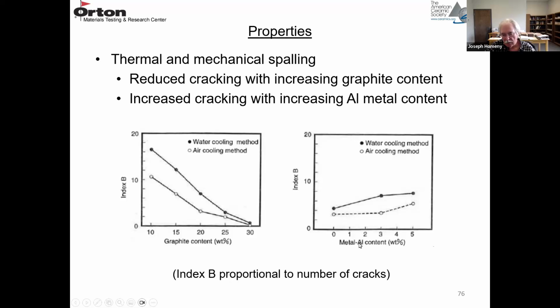So this is aluminum content from 0 to 5%. Water quenching, the black circles, and air quenching, the open circles. So there's a slight increase in thermal shock damage as you add these antioxidation agents because they are actually decreasing porosity and increasing strength, which is going to lower the thermal shock resistance.